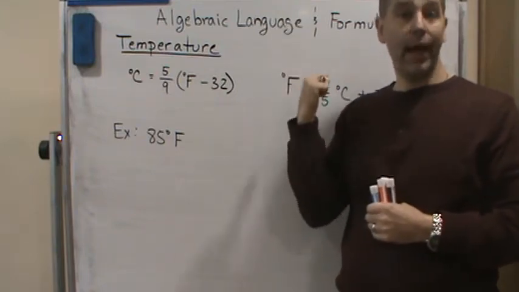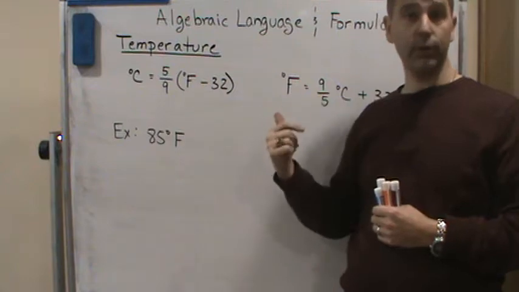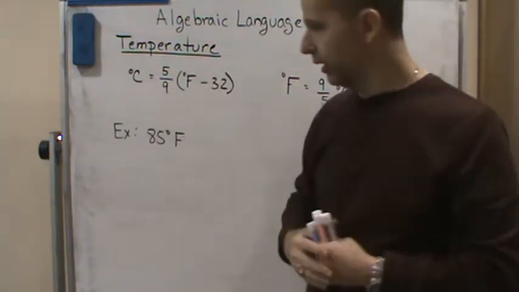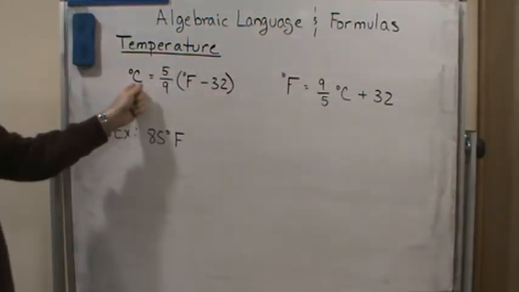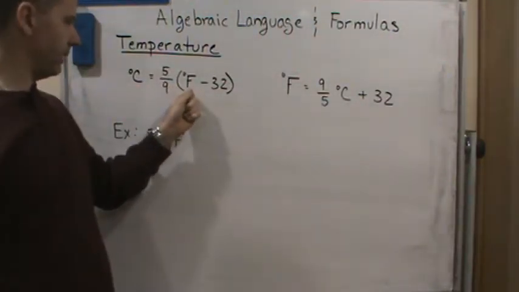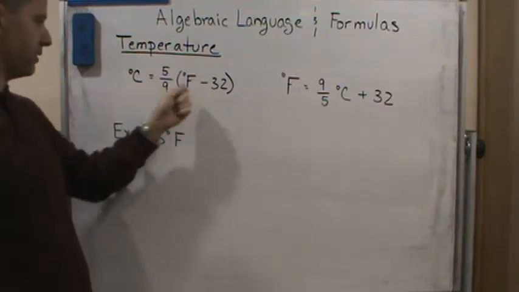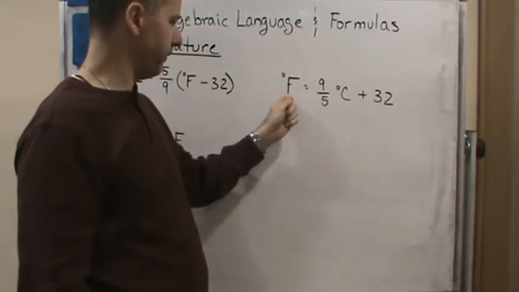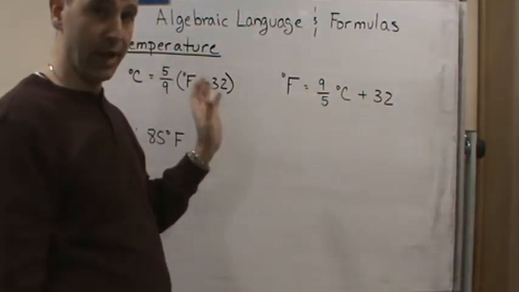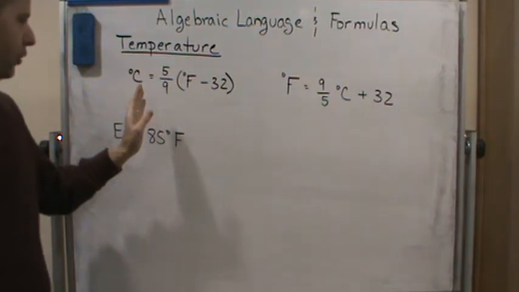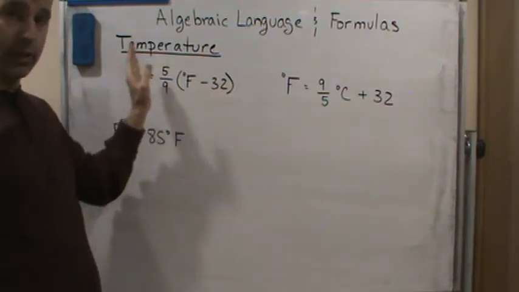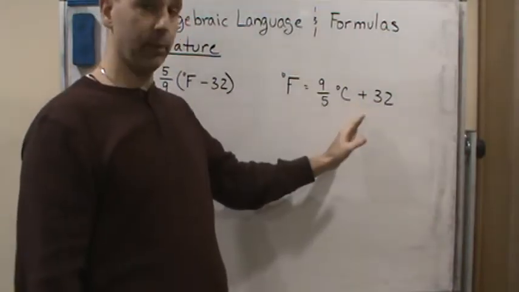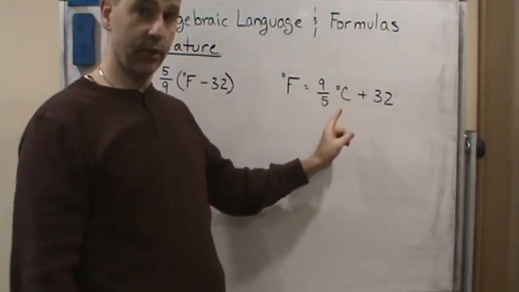Now we're going to get into algebra, and here are the formulas for converting from either Celsius to Fahrenheit or Fahrenheit to Celsius. If you're given Fahrenheit and you want to convert it to Celsius, this is the formula you would use. Or if you're given Celsius and you want to convert it to Fahrenheit, this is the formula you would use. You only have to remember one of these formulas, because if you remember one, you can get to the other by solving for the other variable.